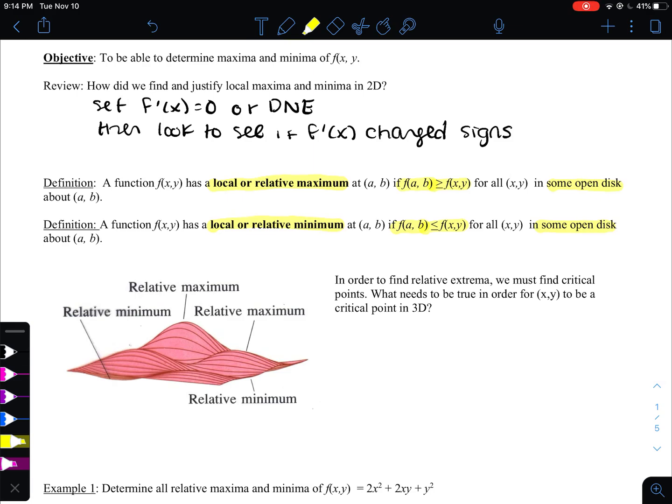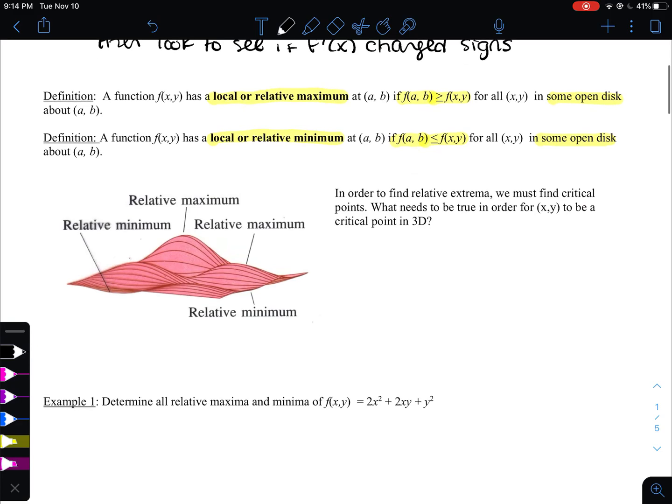Okay, the problem is we have more than one derivative now in 3 dimensions. So in order for us to find a critical point in 3 dimensions, it's not enough that one of our derivatives is equal to 0. We need both first partial derivatives to be equal to 0. It has to be that both of them equal 0. It can't just be that one of them equals 0 and we call it a day. So in order to find a critical point, that's what we need to know.